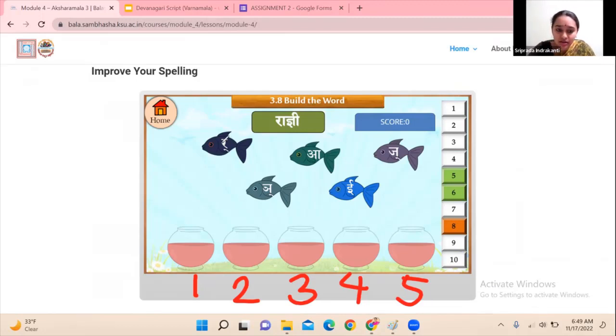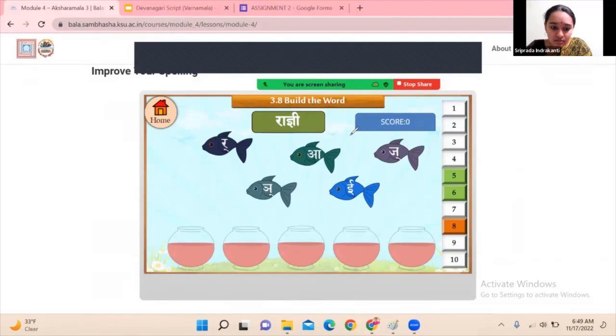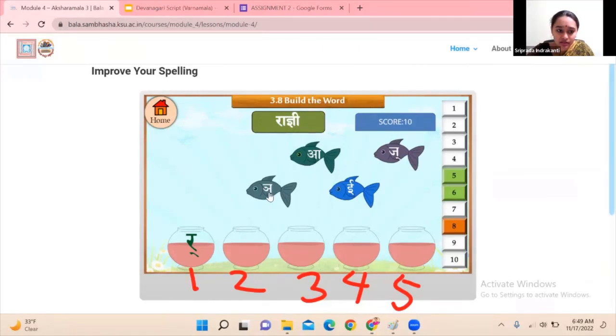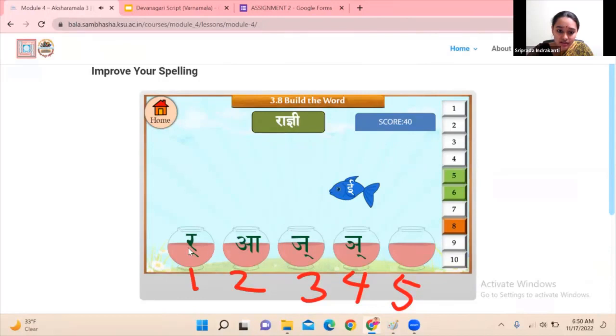You have to tell me, where does the first one come? Where does Ra? Oh God. Okay. 1, 2, 3, 4, 5, in the chat box. The first one, Ra. And then where does this come? 4. Correct. Where does A come? 2. Ja. 3. So this is Ra, Ja, Nya makes Nya, and then there's Ragni. Good.